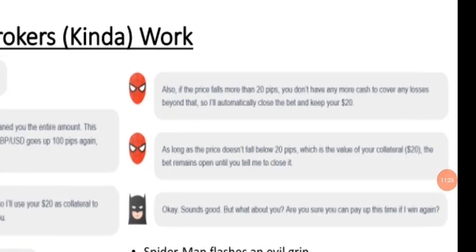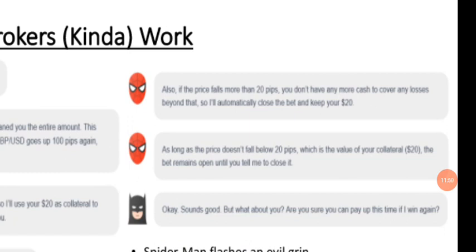Furthermore, Spidey says to Batman, "Also, if the price falls more than 20 pips, you won't have any more cash to cover any losses beyond that. So I'll automatically close the bet and keep your $20. As long as the price doesn't fall by 20 pips, which is the value of your collateral, the bet remains open until you tell me to close it."